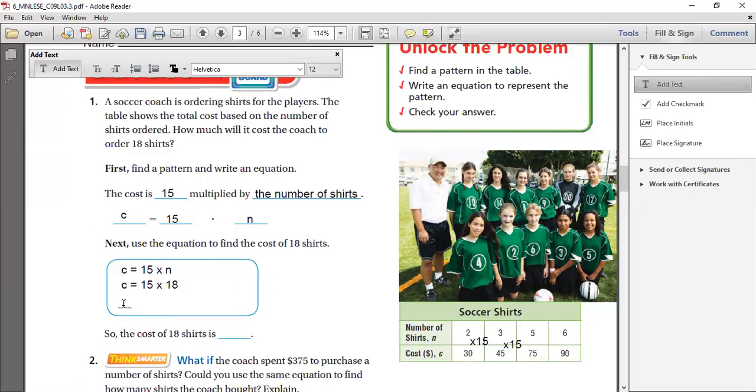I'm giving you 2 minutes. Find out how much is 15 multiplied by 18. Do it slowly, don't rush, you will make mistakes. So slowly find out how much is 15 multiplied by 18.